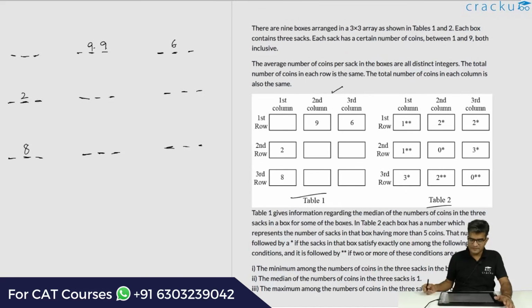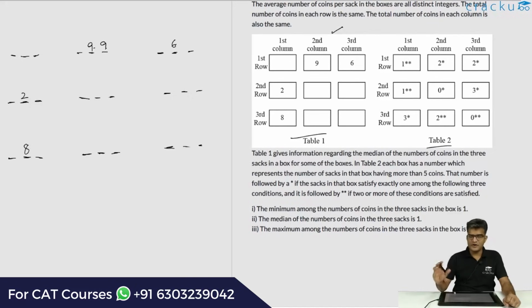Table 2 is interesting. It is telling us the number of coins in the 3 sacks which is greater than 5. In the first one, only one number is greater than 5. This would imply that the largest number, this one, has to be greater than 5. What else does it say? It says that 2 of the 3 statements given over here are true. Now this would imply that either this is true and at least one of 1 and 2 is true.